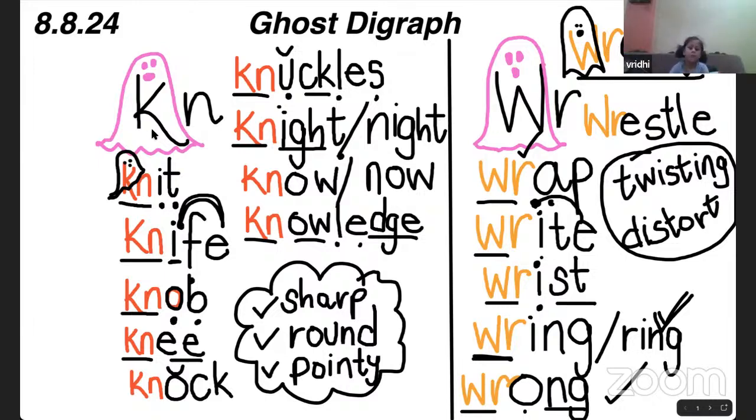Yes, Riddhi. I have one sentence. Yes, please tell me. I read some knowledgeable books to give my friend on her birthday. Okay, wonderful. Very good, Riddhi. Very nice. Rayansh, did you write any sentence?